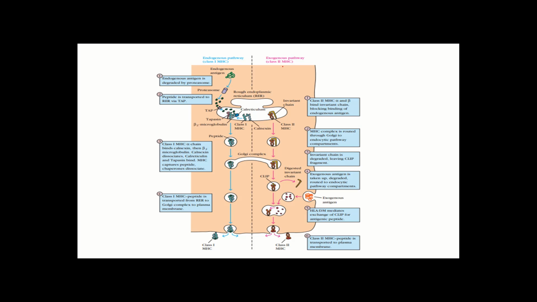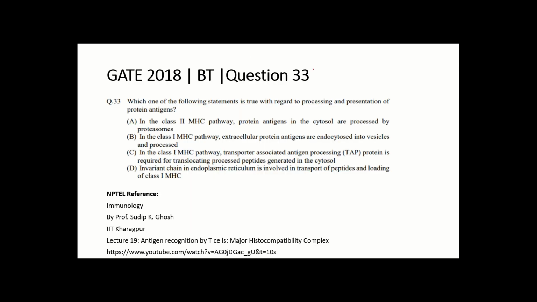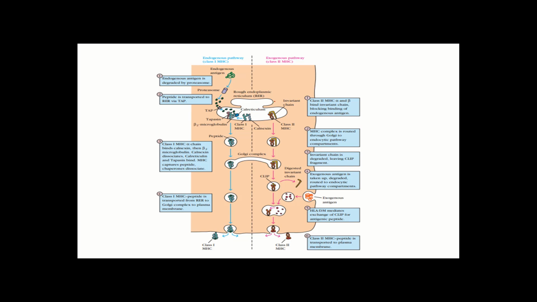Endogenous is mediated by class 1 and exogenous pathway is mediated by class 2 MHC. Now let's read the options and see which option is correct. So first option: in the class 2 MHC pathway, protein antigens in the cytosol are processed by the proteasomes. Is it true? No. Why?